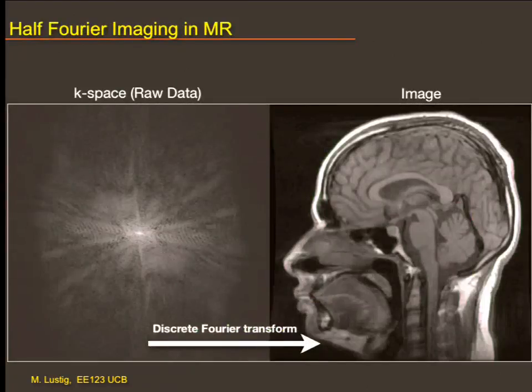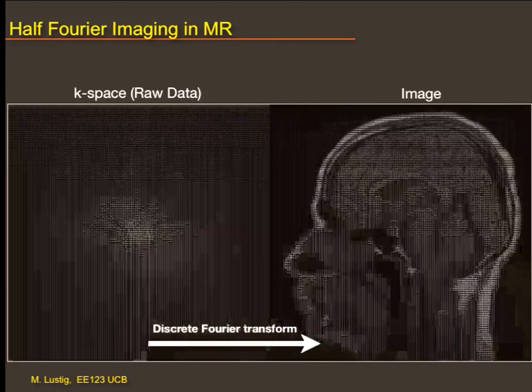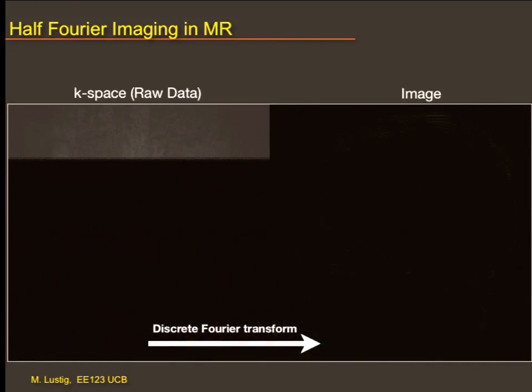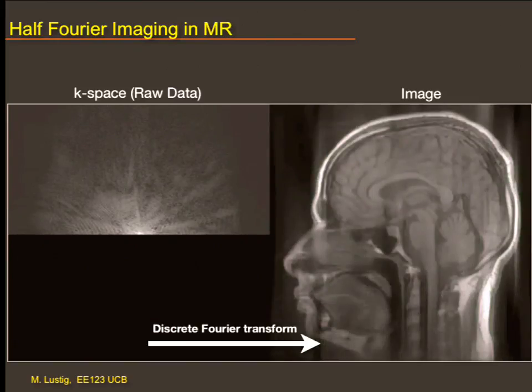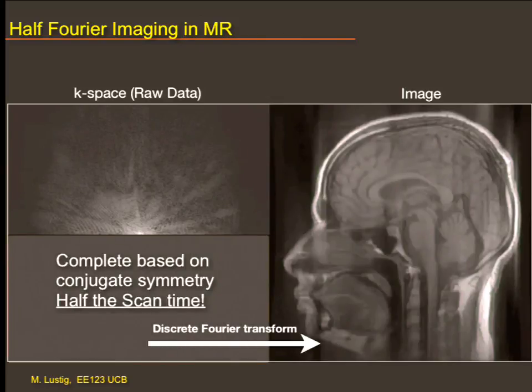If we acquire data in the frequency domain, and we collect data one line at a time, so it takes us time to collect everything. If we knew that the signal is real, we can just stop in the middle and complete that part based on the conjugate symmetry. And this is called half Fourier imaging, implemented in every scanner in the world. Now the thing is, it's not really real.